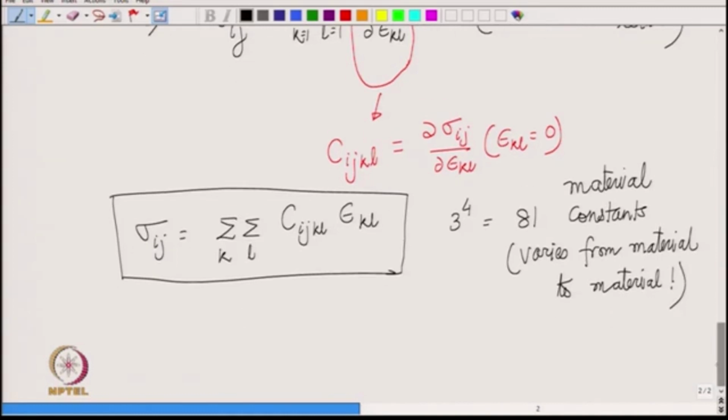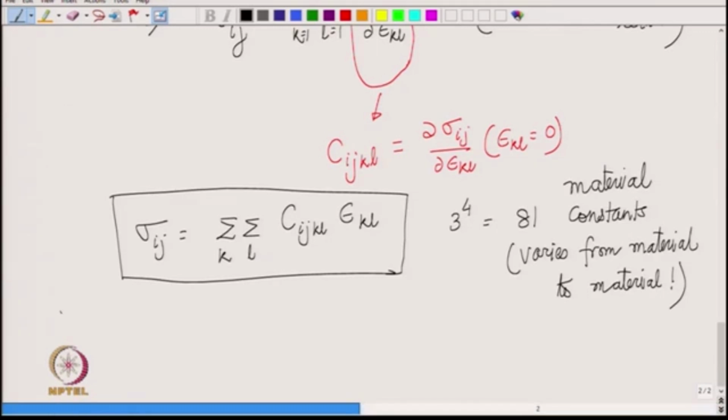Okay. But it turns out, we do not really have 81 constants. You see, for example, stress is symmetric, right. So, sigma ij has to be same as sigma ji. Now, look at the right hand side. If sigma ij is same as sigma ji, does not that mean that C ijkl should be same as C jikl?